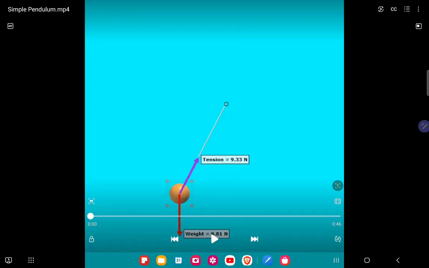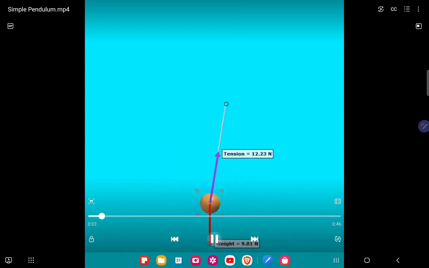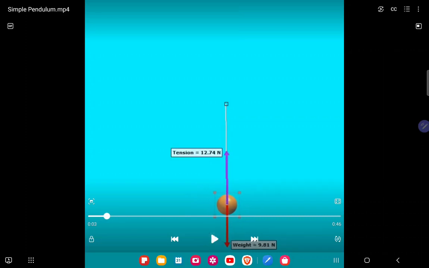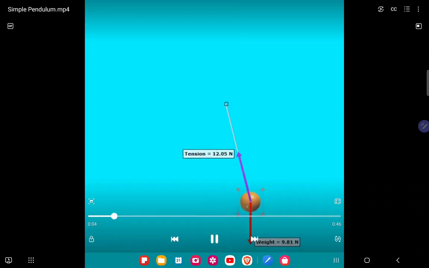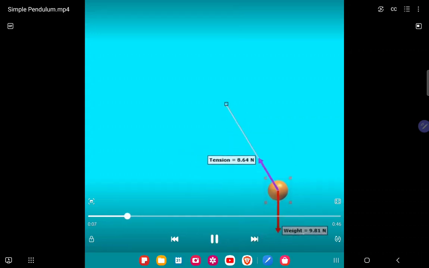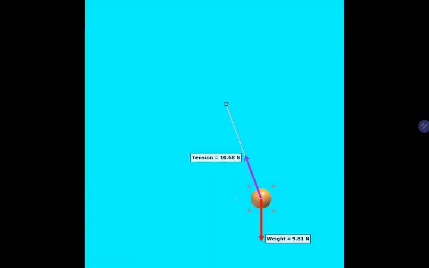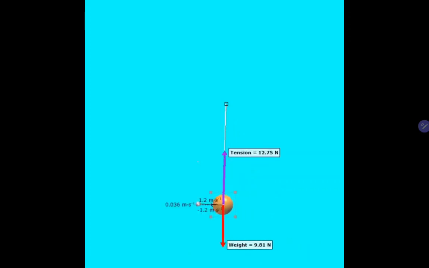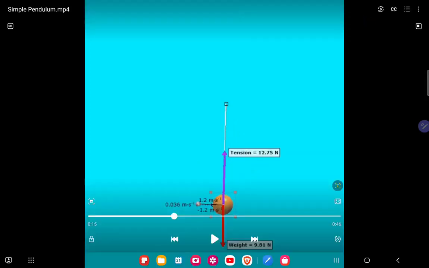Like the case mentioned in the example, we have here a swing, and this object is connected with a string. So this is the string. At the bottom, this object is swinging back and forth. As we can see, the weight of the object is constant and the speed of the object is changing, and the tension actually is changing. Now let's have a quick calculation.